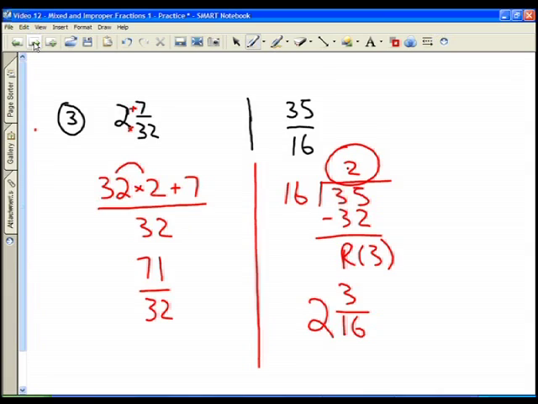So that should give you an idea of whether you understand how to convert mixed to improper and improper to mixed fractions.